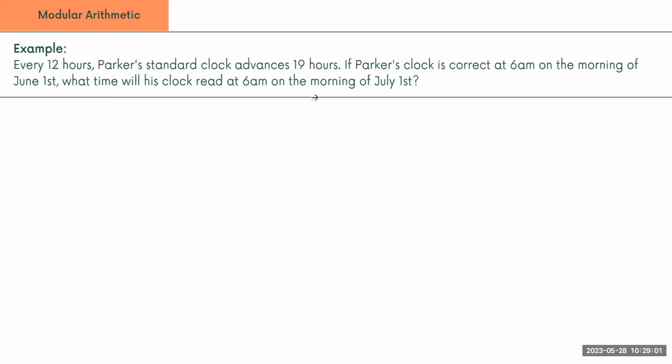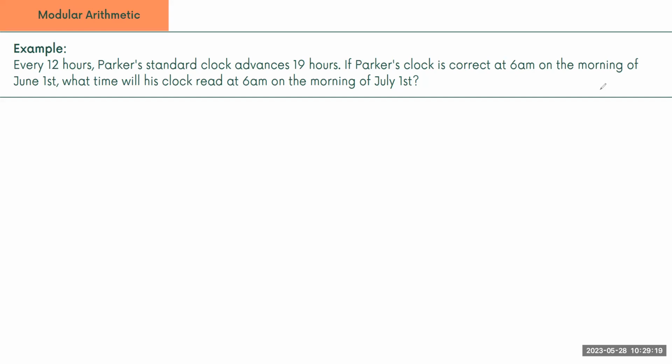So with the next example, we have this guy named Parker, and every 12 hours, his clock is a little fast, so his clock advances 19 hours. If Parker's clock is correct at 6 a.m. on the morning of June 1st, what time will his clock read at 6 a.m. on the morning of July 1st?